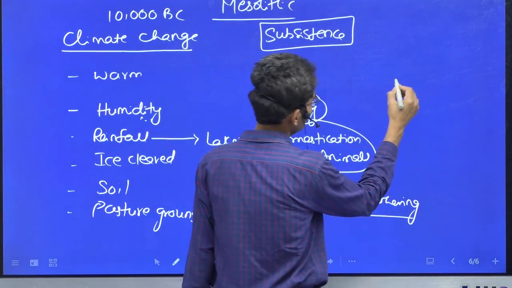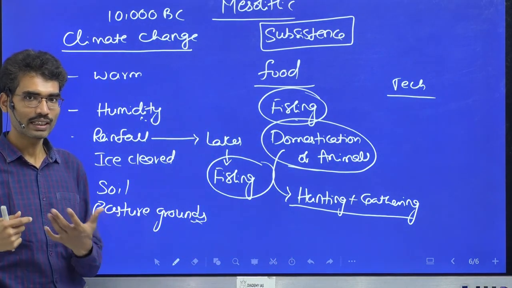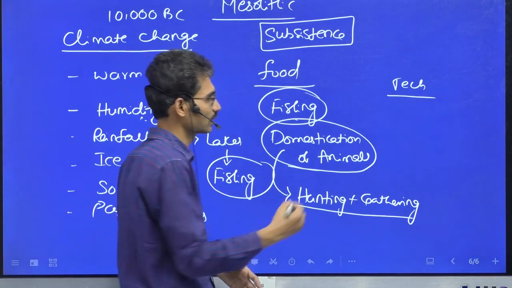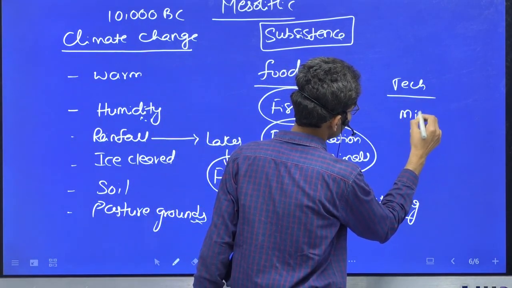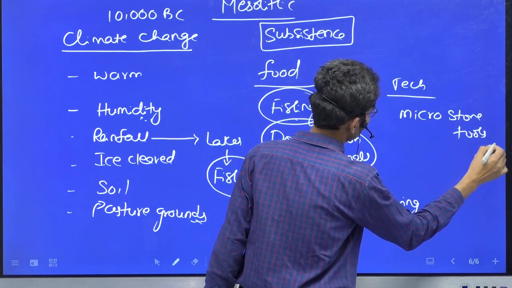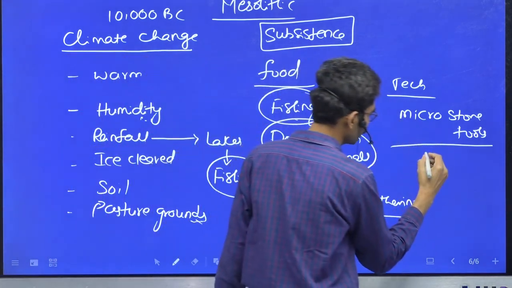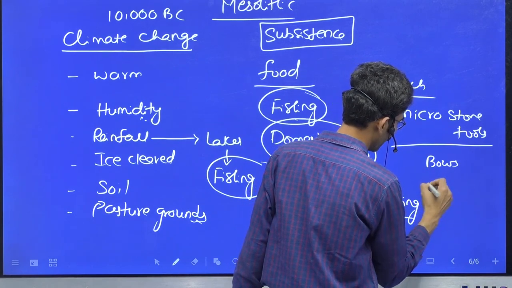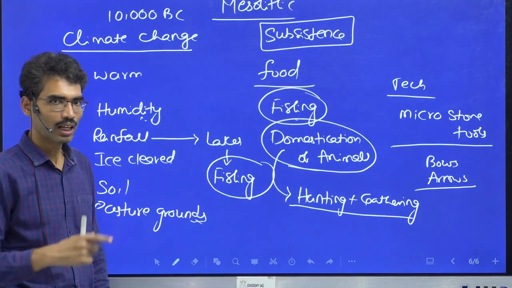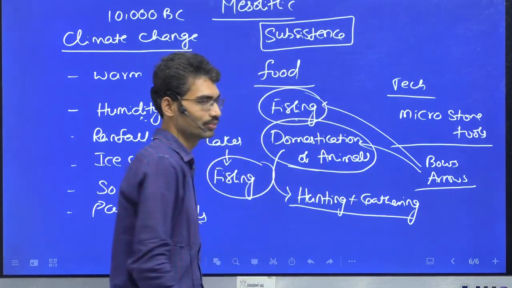And for this, the technology: large stone tools, they continued, but at the same time, they need not worry about large stone tools. They started making micro tools. Small micro tools. They can fit these micro stone tools to the bows, arrows. They were used for domestication and fishing purposes.